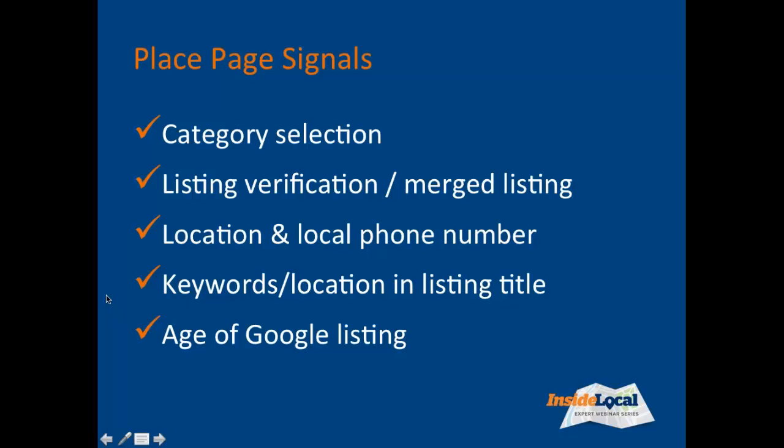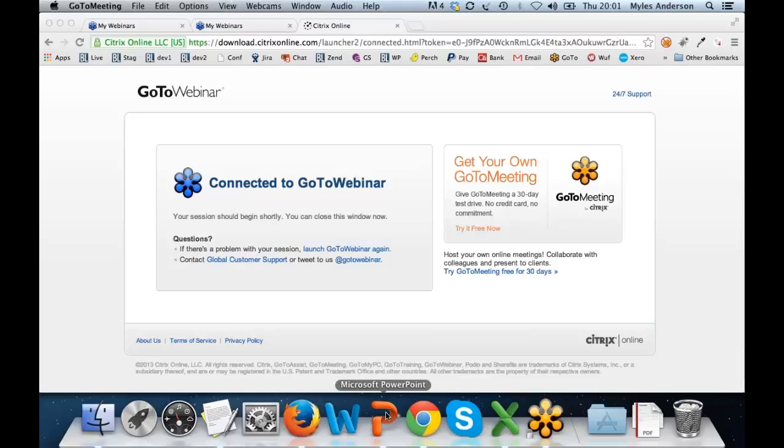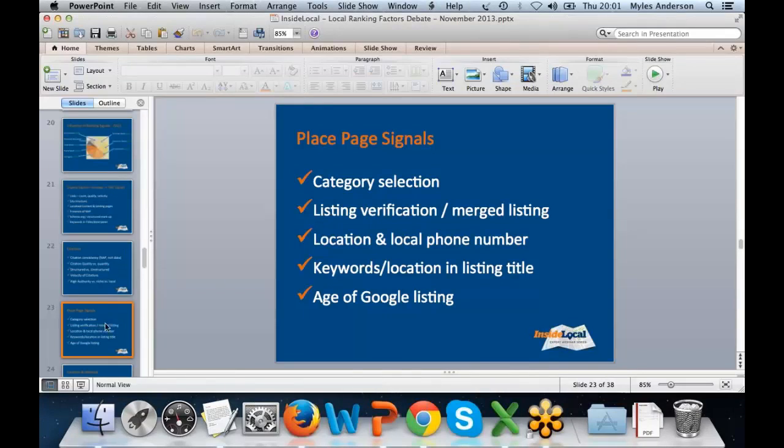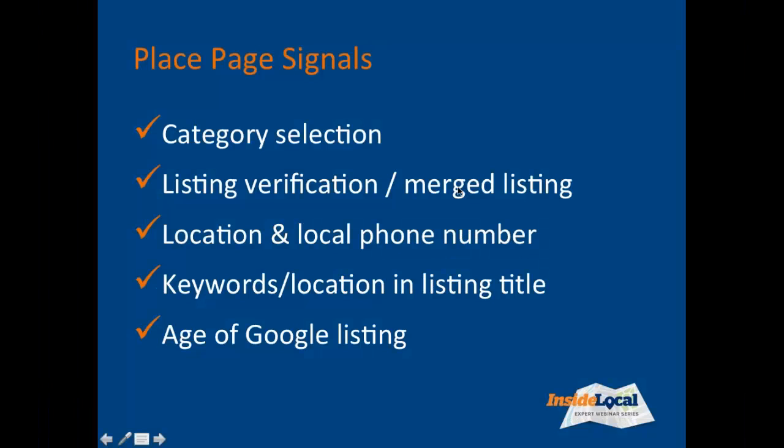But aside from that, there are not really a lot of moving parts on the places page. Essentially you have two jobs: one, don't get penalized, and two, pick out the right categories. The places pages themselves are actually kind of lean. There's not that much to optimize on them.